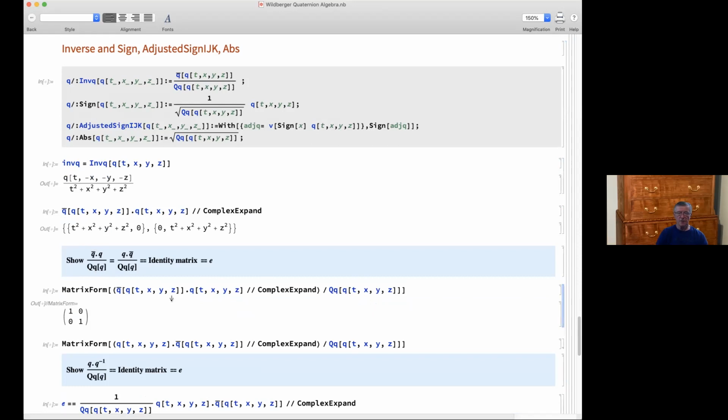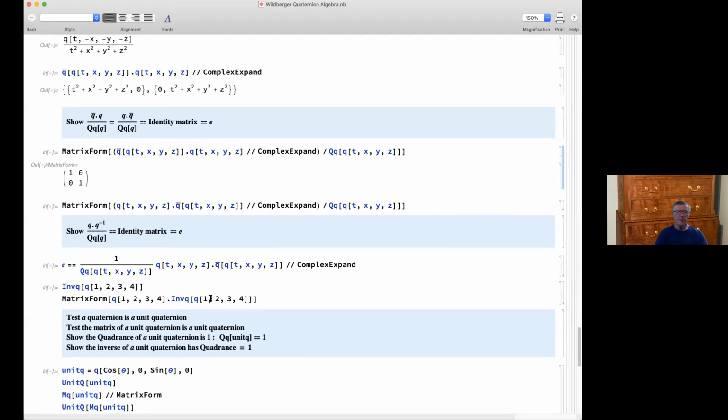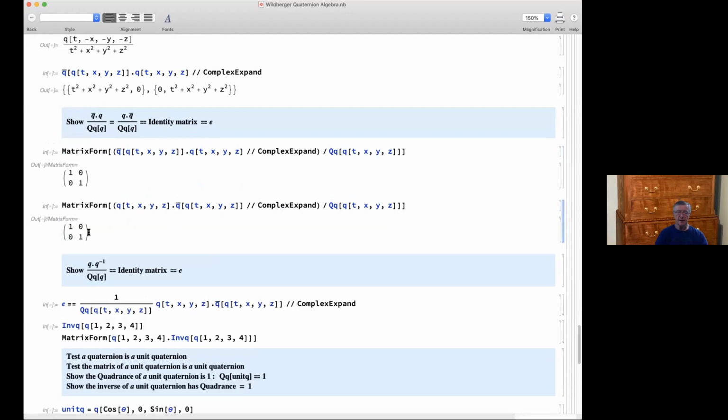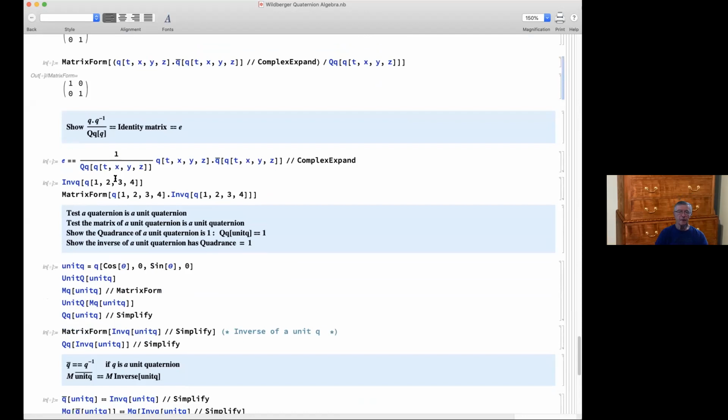Okay, I'm at my 38-minute point, so I'm almost done here. I can do the same thing with Q times its conjugate, and therefore I also get the identity element E, which, if you'll recall, is the basis element that is equivalent to 1. So all these just show that the same is true.